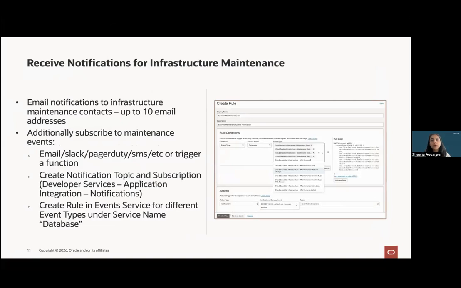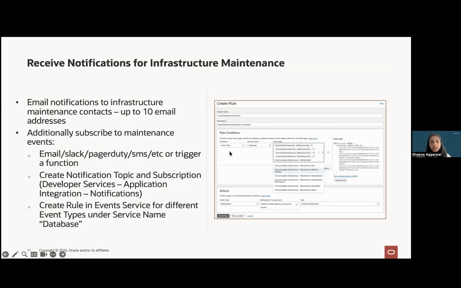Now, this is how you can receive notifications and monitor your updates. By default, Oracle is monitoring your infrastructure updates. But if you want to monitor your infrastructure updates, you can sign up for email notifications, Slack notifications, PagerDuty, SMS, or trigger a function, anything that you want. You can also create a notification topic and subscription using the application integration and notifications.